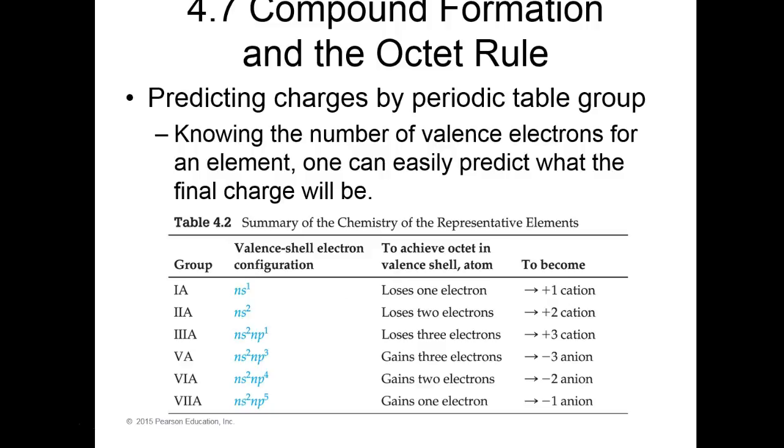We can predict charges by the periodic table group. Knowing the number of valence electrons for an element, one can easily predict what final charge will be. For example, group 1, they lose 1 electron, so they tend to become a cation. Group 2 loses 2, so they tend to become a plus 2 cation. Group 3 loses 3, so they tend to become a plus 3. Group 5 gains 3, so they end up with a negative 3. Group 6 gains 2, so they become negative 2, and group 7 gains 1, and it becomes a negative 1.